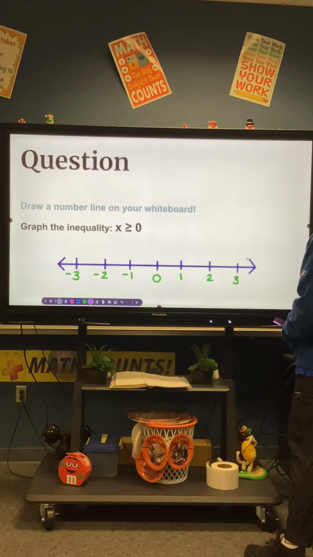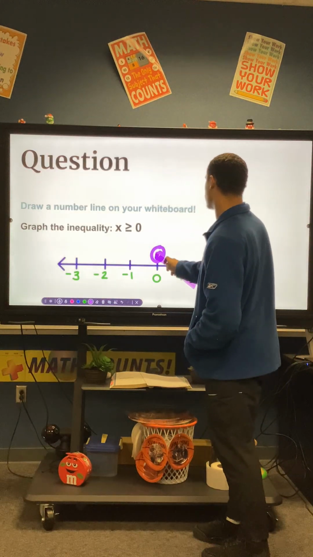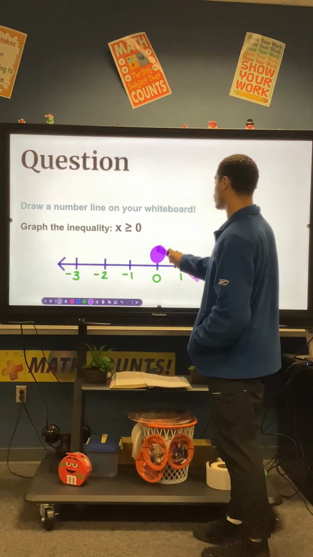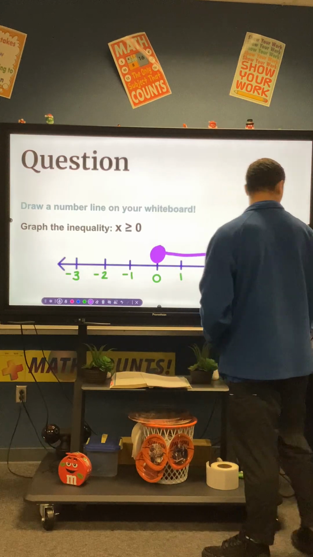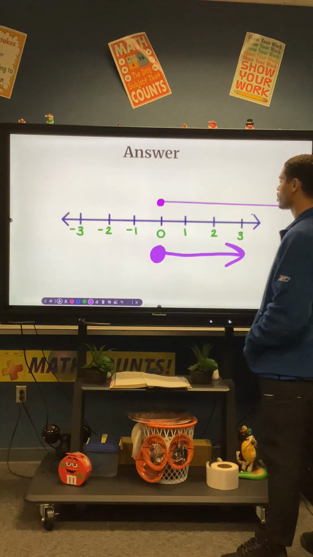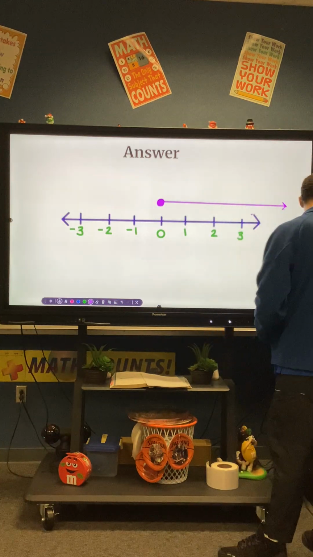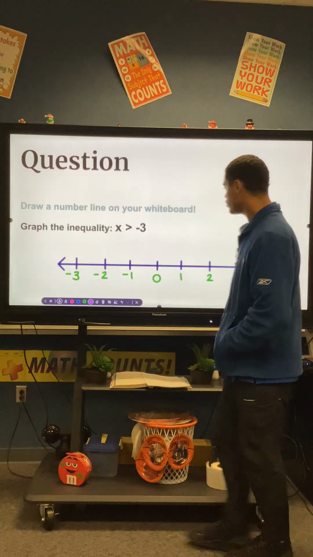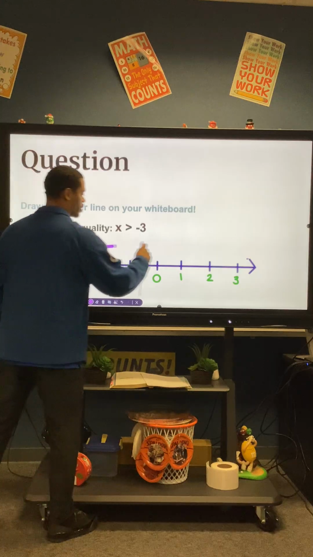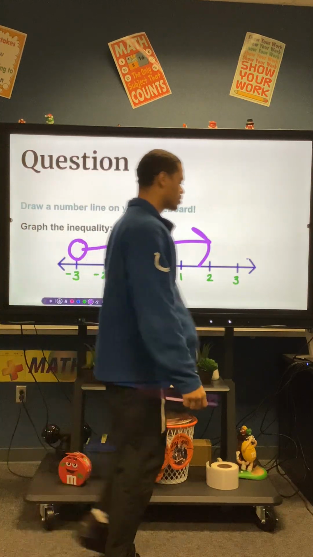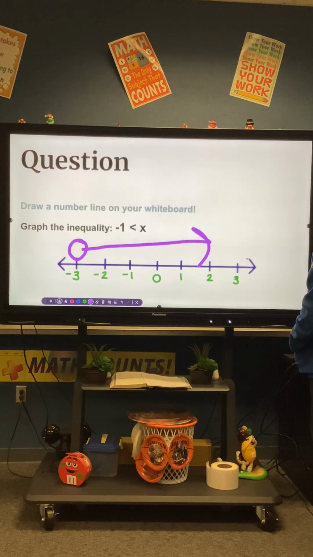This next one, x is greater than or equal to 0. My circle is going to be here. Since it's a greater than or equal to, it's going to be closed. It says x is bigger, so it goes to the right. This one, x is greater than negative 3. Open circle at negative 3, to the right, since x is bigger.